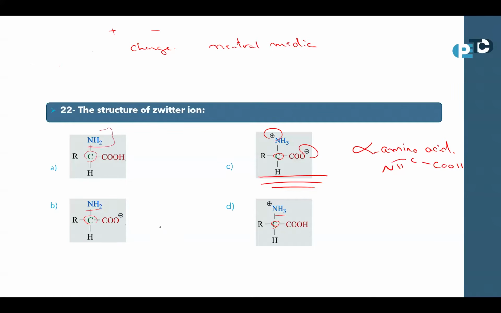The 2 functional groups give the amino acids 2 characters, basic and acidic. So in acidic medium, it will act as a basic compound, while in basic medium, it will act as an acidic compound, while in neutral medium, it will carry both charges. So we call it a Zwitter ion. Any other compound having the same character, having both charges, we also call a Zwitter ion.